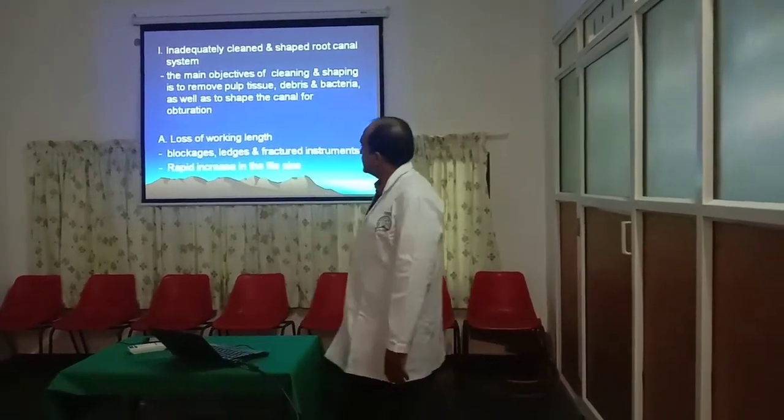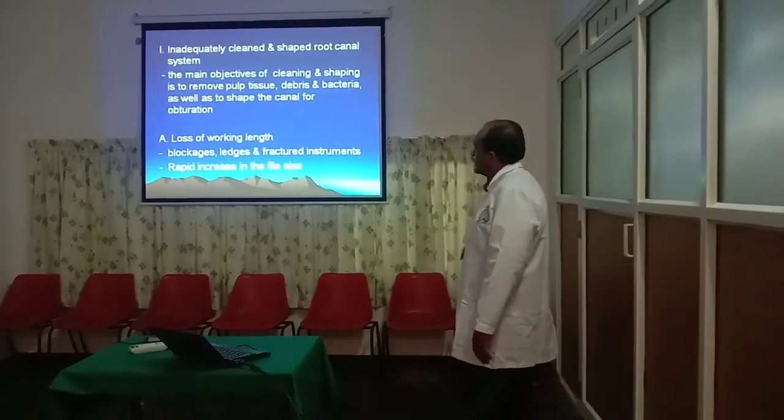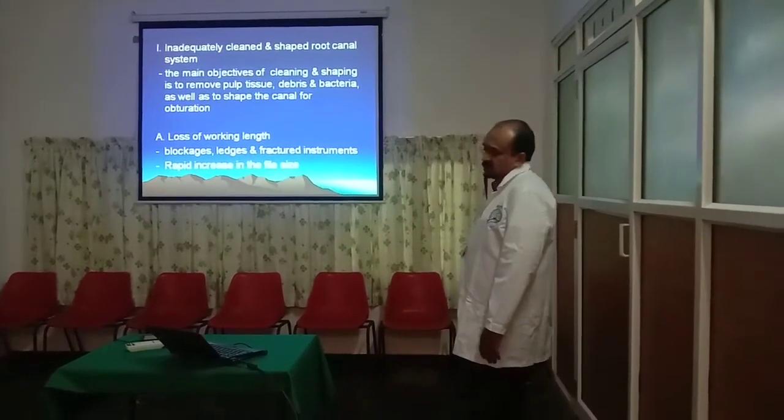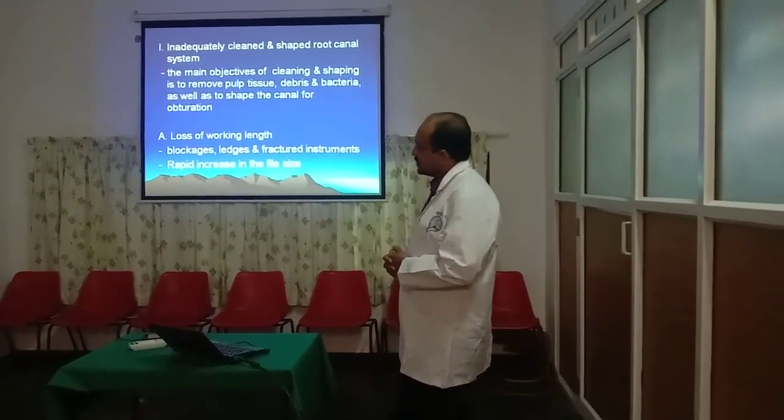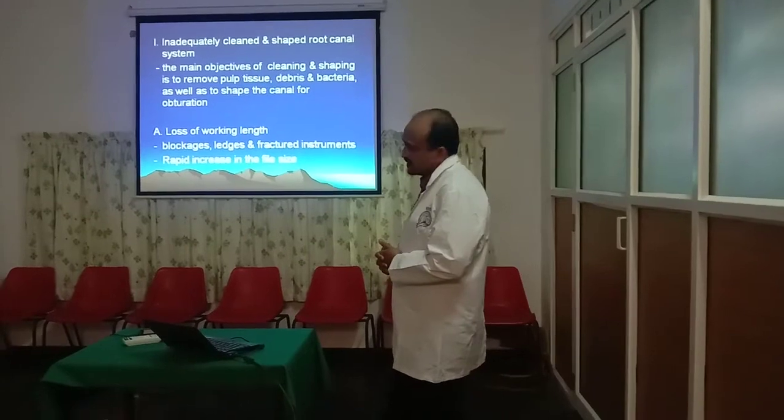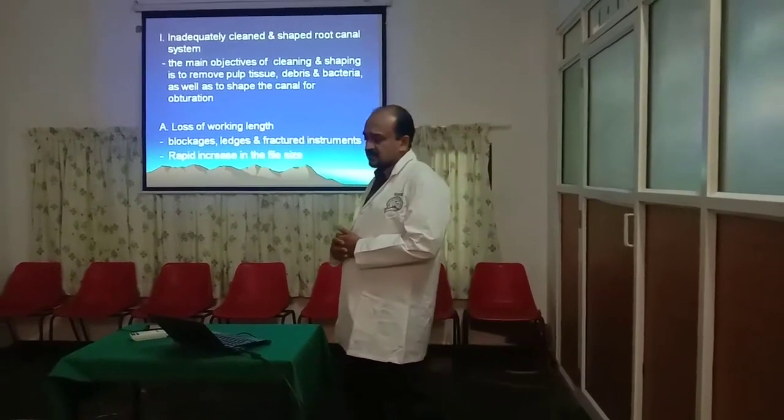Seventh one, vertical root fractures, and the last one is instrument aspiration. Now we will be going through each one in detail. That is the first one, inadequate cleaned and shaped root canal system. The main objective of cleaning and shaping is to remove the bulk tissue, debris, and bacteria, as well as clean and shape the canal for obturation.